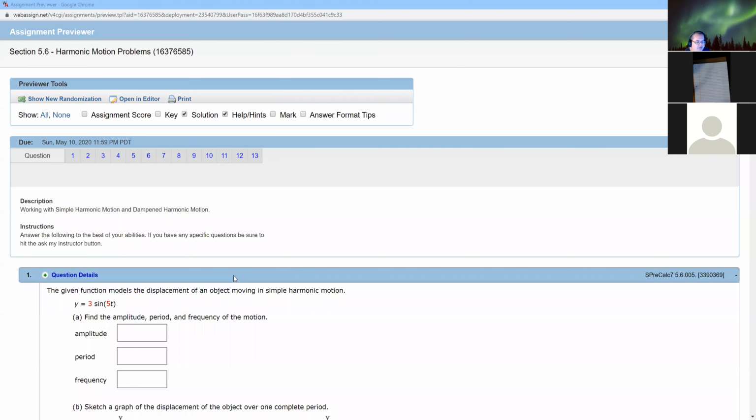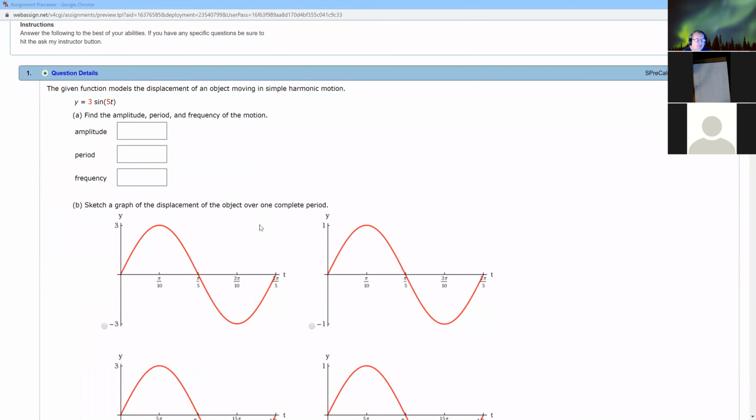We're going to be looking at section 5.6, harmonic motion. And it's not that different. Once you get into it, it's not that bad. But I guess at the beginning, it's a bit weird, and that might be part of your issue. Here are some examples of the harmonic ones.